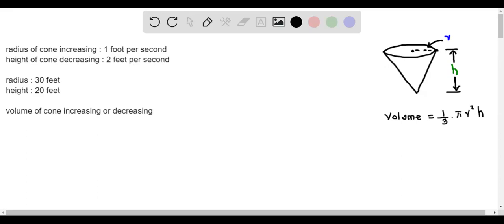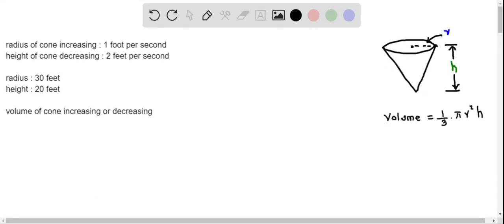In this problem, we are told that the radius of the cone is increasing at a rate of 1 foot per second, and the height of the cone is decreasing at a rate of 2 feet per second. And at a certain point of time, the radius is 30 feet and the height is 20 feet. In that situation, we have to determine if the volume of the cone is either increasing or decreasing. So let's answer this question.